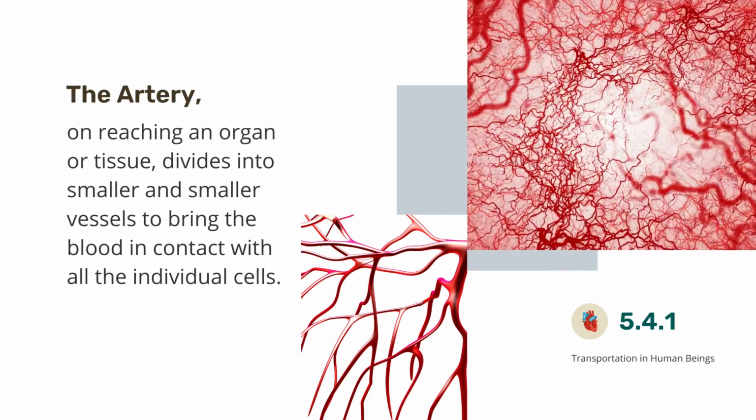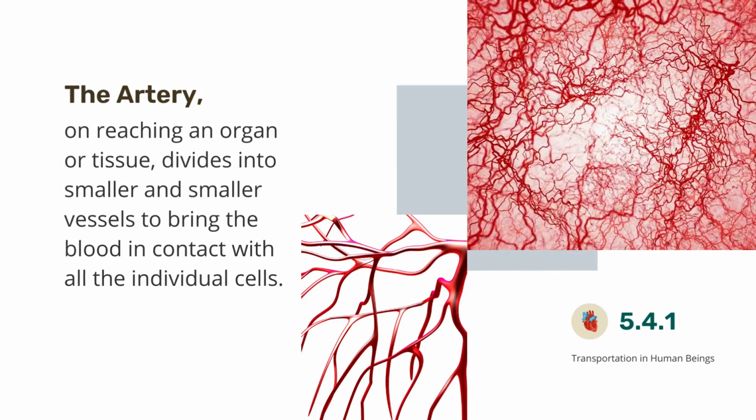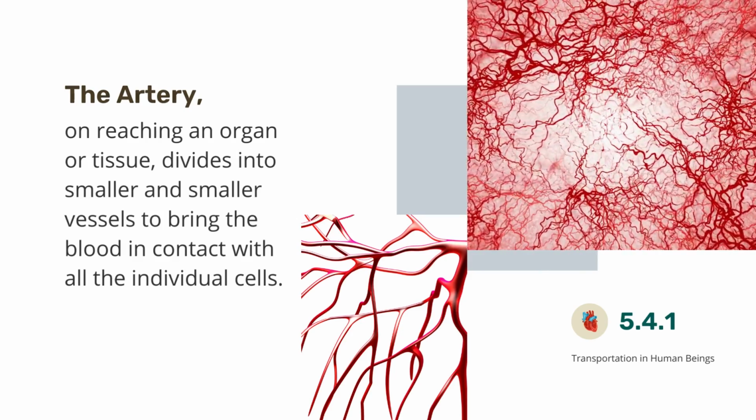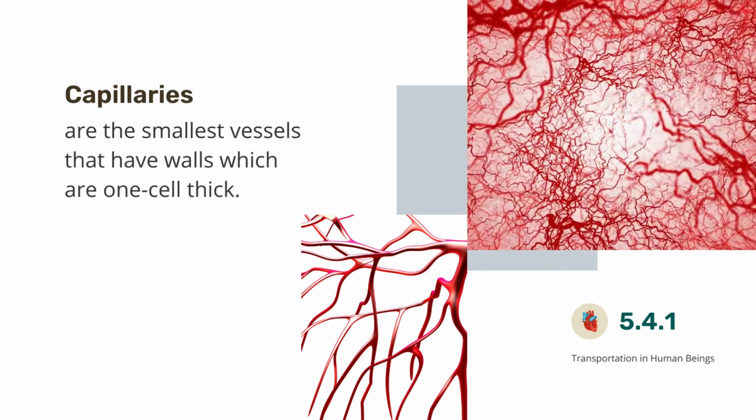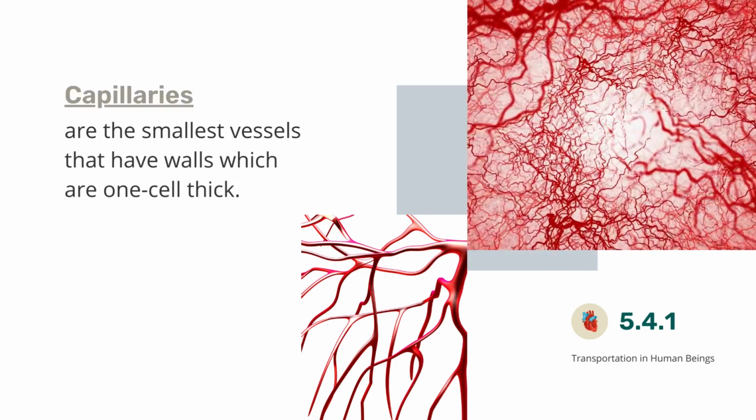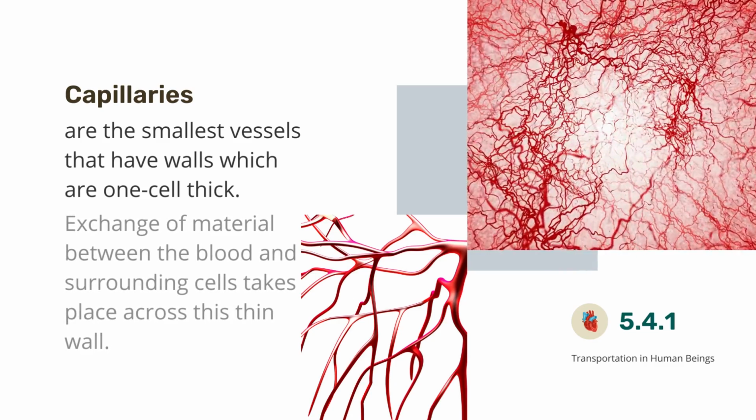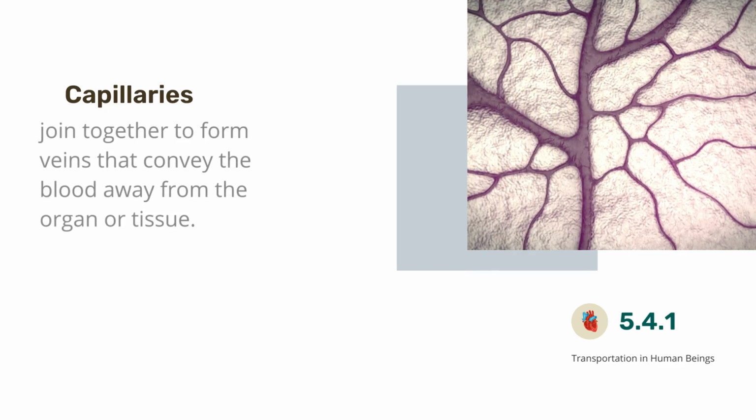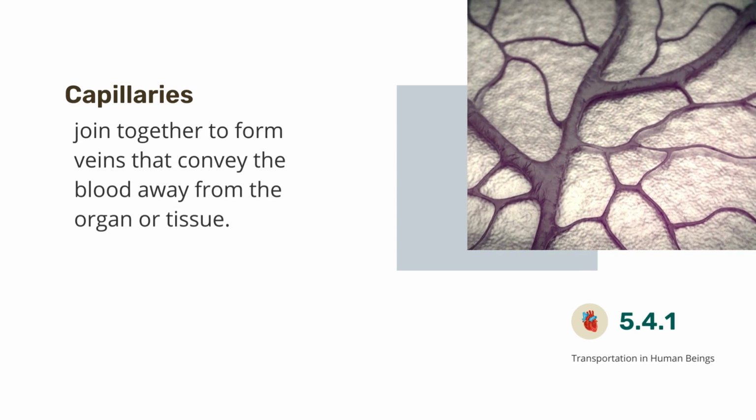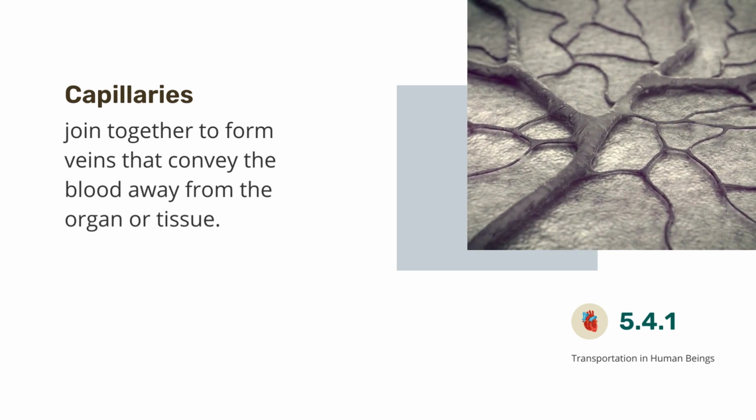On reaching an organ or tissue, the artery divides into smaller and smaller vessels. Why? Because it has to bring the blood in contact with all the individual cells. The smallest vessels have walls which are 1 cell thick and are called capillaries. Exchange of material between the blood and surrounding cells takes place across this thin wall. Capillaries then join together to form veins that convey the blood away from the organ or tissue.